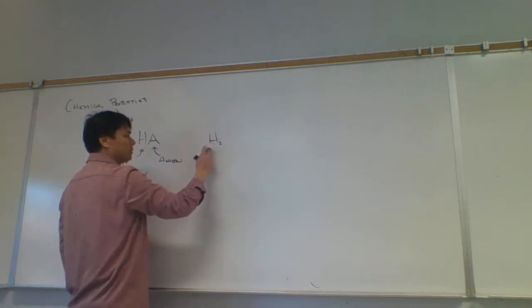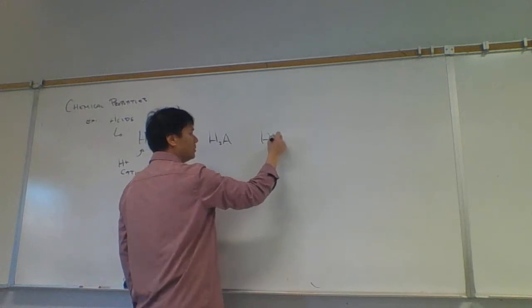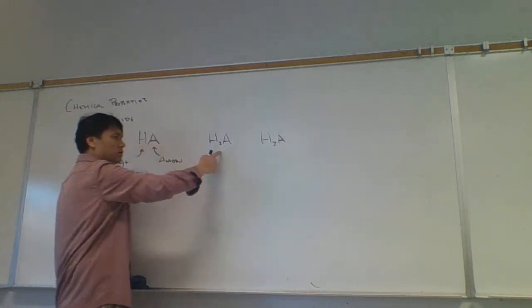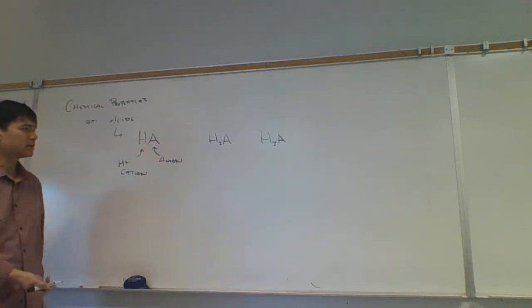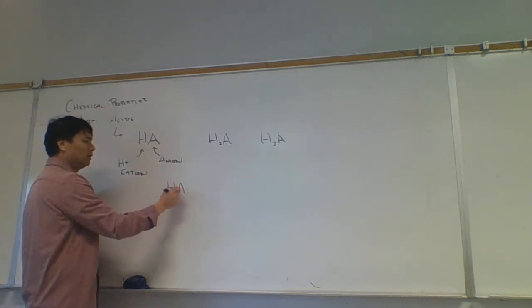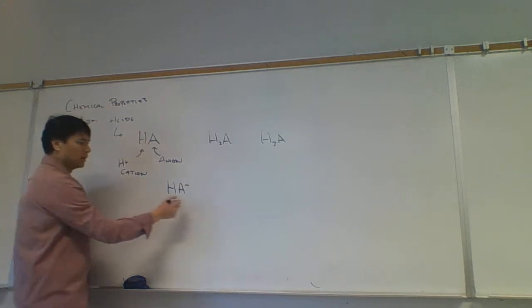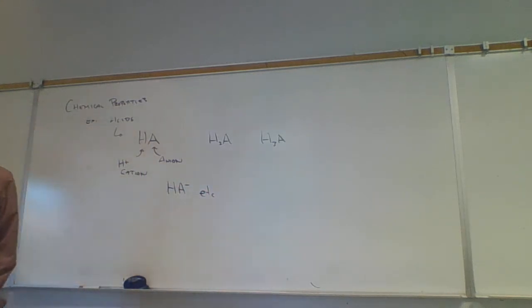We also have diprotic acids like H2A, and triprotic acids like H3A. So examples of this would be HCl, H2SO4, and H3PO4, phosphoric acid. We also have acid anions like HA minus, which would be monoprotic, etc. And so we can recognize that this is going to have acidic chemical properties based on the formula, the composition.